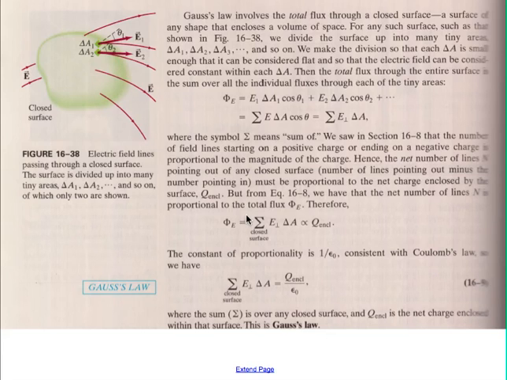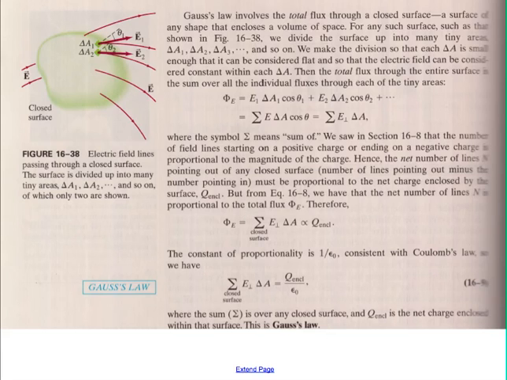Hi, this is the third video in chapter 16. This time we're going to look at the first of Maxwell's famous equations, called Gauss's law. You'll have to excuse me if some of this isn't quite as clear, because I don't have exactly mastery of all of Maxwell's equations, but I'll do my best.